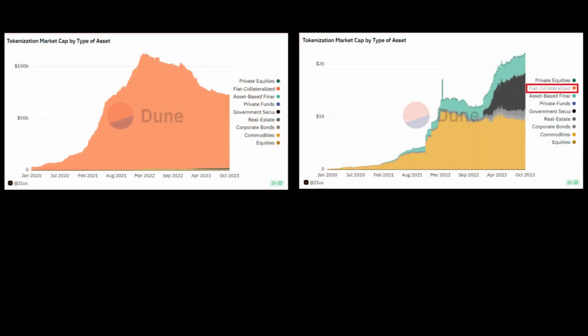As you can see, fiat collateralized stablecoins are the most prominent entity here. Other collateral types become clear if we remove stablecoins from the chart. This includes commodities, government bonds, real estate, and private funds. Now let's look at where these assets are being tokenized.